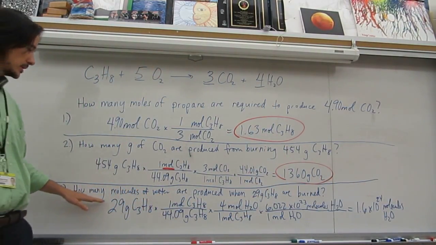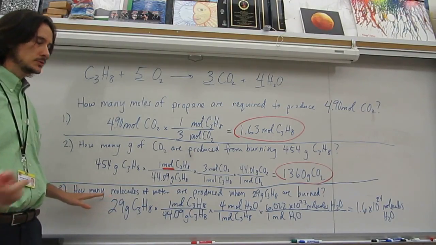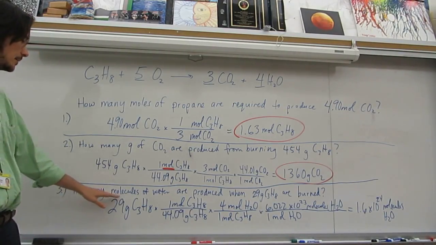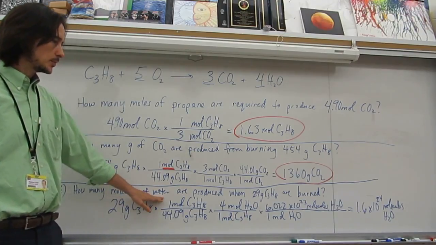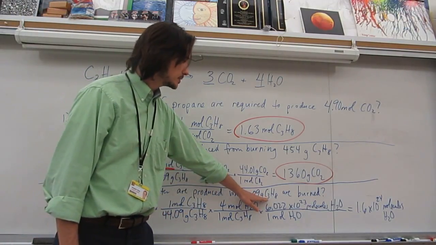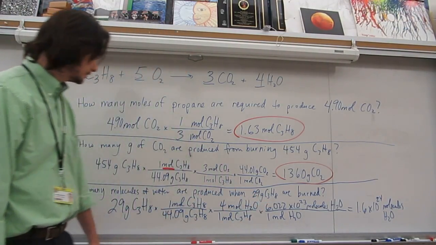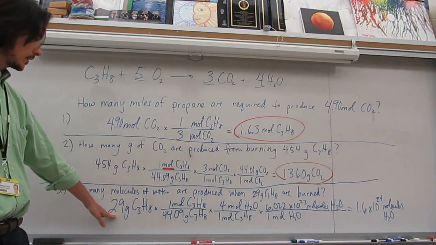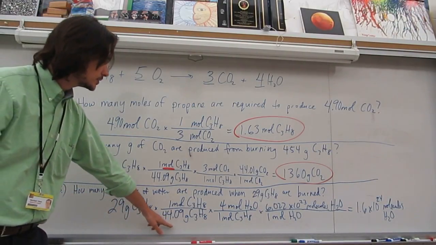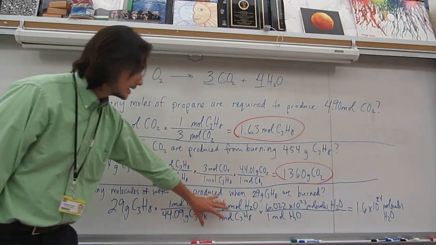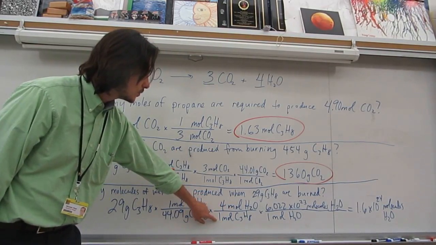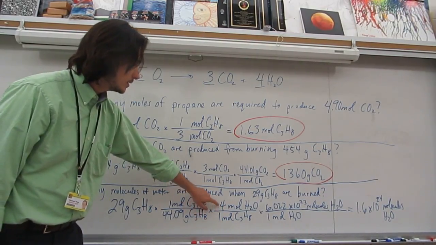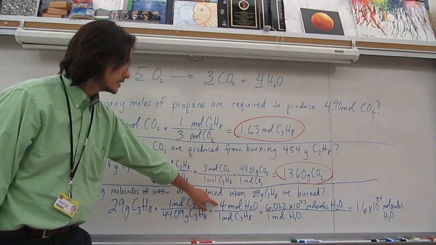Last question, right? We can also convert to or from molecules. So the question is, how many molecules of water are produced when 29 grams of propane are burned? I put the 29 grams of propane here. I convert it to moles. Then I use the coefficients in the equation. 1 mole of propane will yield 4 moles of H2O.